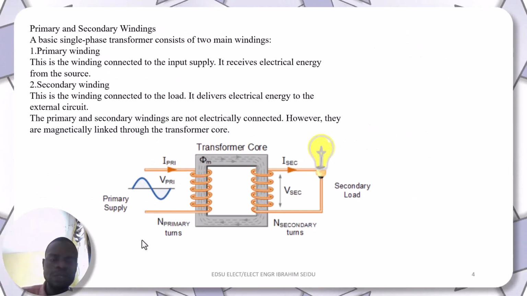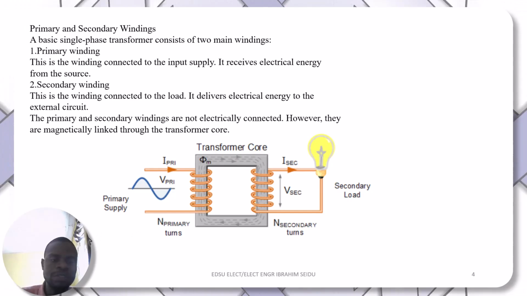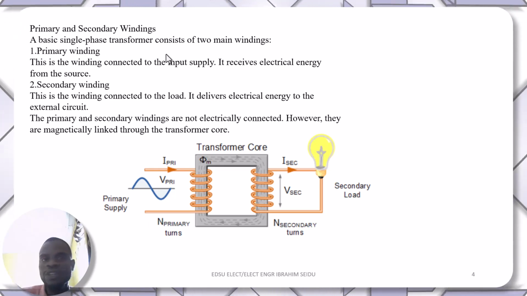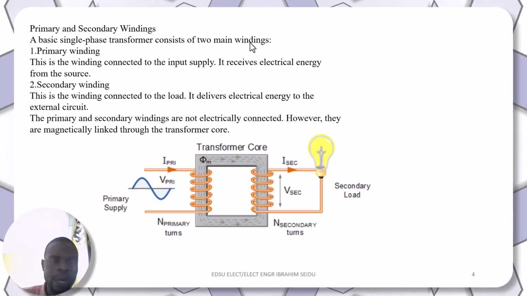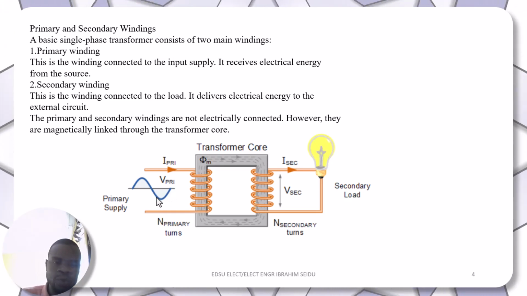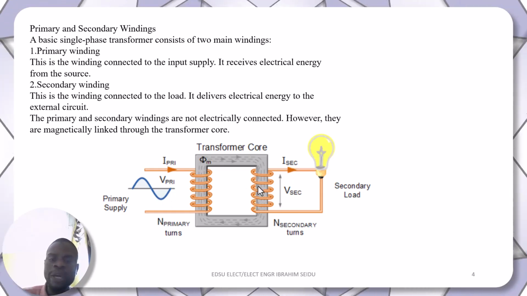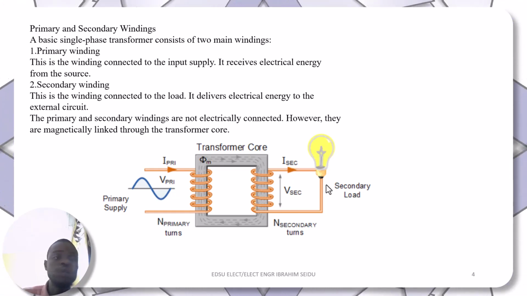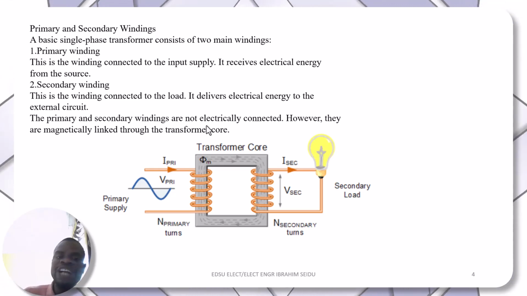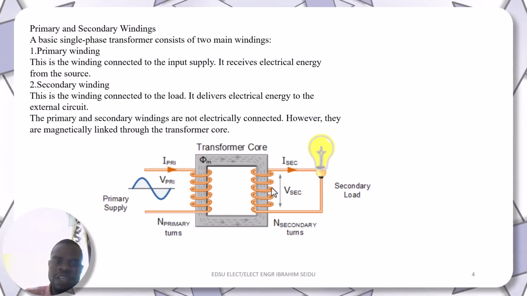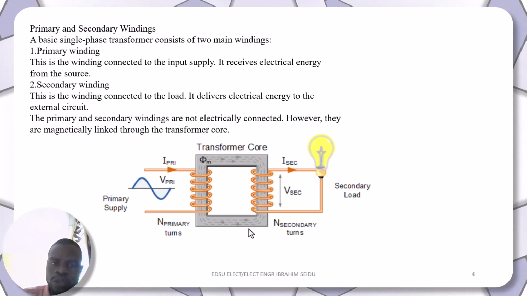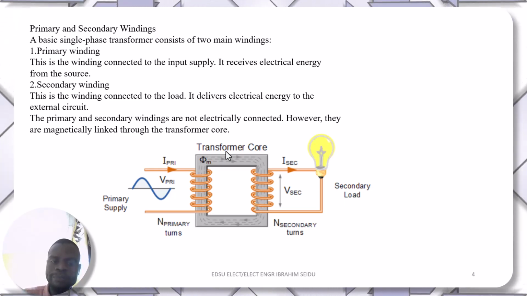Now this is a circuit for a basic transformer. A basic single phase transformer consists of two main windings. We have the primary winding, which is connected to your supply or source. Then we have the secondary winding, where your load is connected. As you can see, the primary and secondary windings are not electrically connected. However, they are magnetically coupled together through the transformer core.